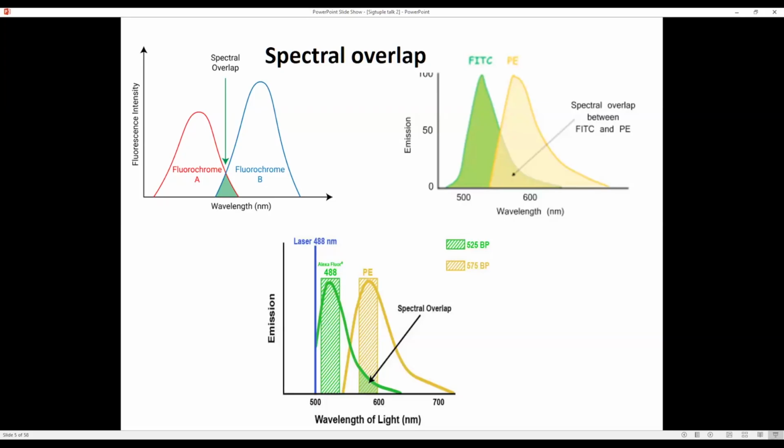Ideally, theoretically, the PE detector should receive light only from the PE fluorochrome. Correct? Light emitted from the PE fluorochrome should go into the PE detector, and light emitted from the FITC fluorochrome should go into the FITC detector. But since there is a spectral overlap, a part of the FITC light is getting into the PE detector. Now what happens? The detector will take this as a PE signal, but actually it is not. It is the FITC light. There comes the importance of spectral overlap, and that is the reason why we need to have an idea about the fluorochromes and the spectral overlap and how to combat it.